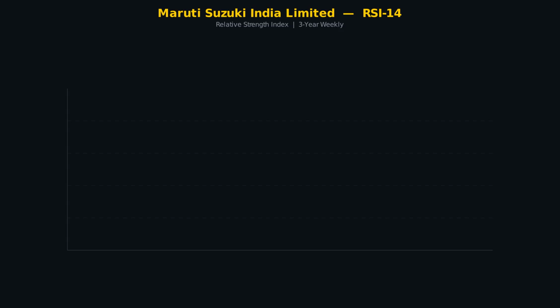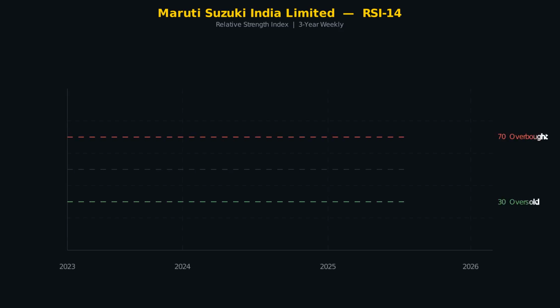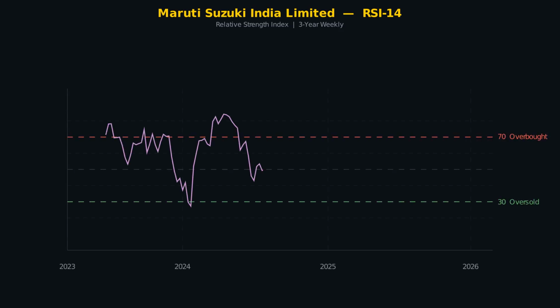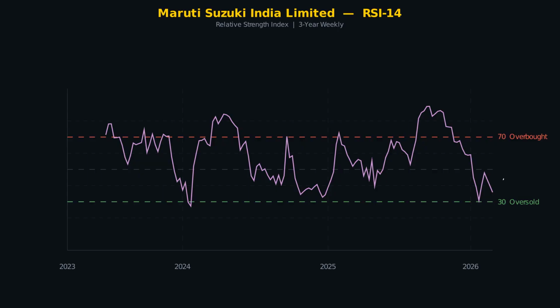Here is the RSI chart for Maruti Suzuki India Limited over 3 years. The red dashed line at 70 marks overbought. The green dashed line at 30 marks oversold. The current RSI reading is 35.9. RSI is in neutral territory. Momentum is balanced between buyers and sellers.